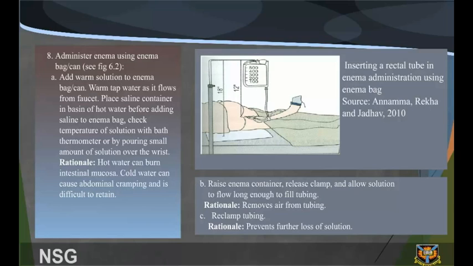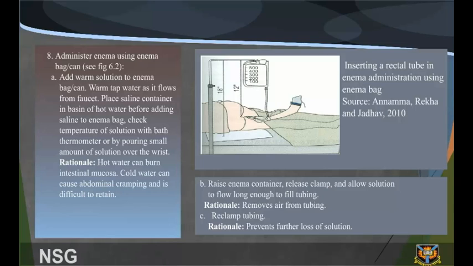Administer an enema using an enema bag. Add warm solution to the enema bag can. Use warm tap water as it flows from the faucet. Place the saline container in a basin of hot water before adding saline to the enema bag. Check the temperature of the solution with a bath thermometer or by pouring a small amount of solution over the wrist. Hot water can burn intestinal mucosa. Cold water can cause abdominal cramping and is difficult to retain.